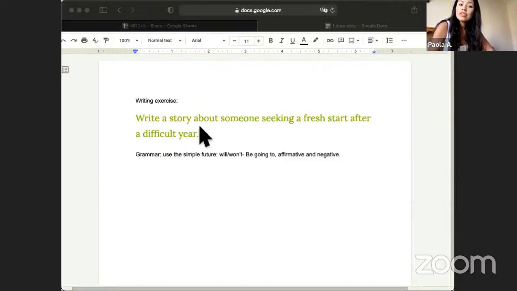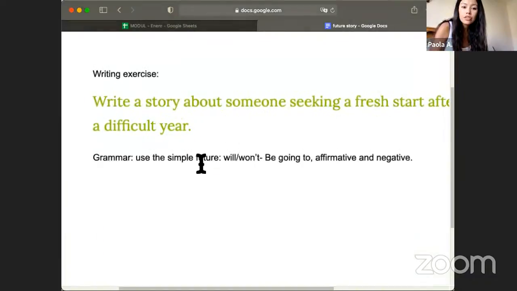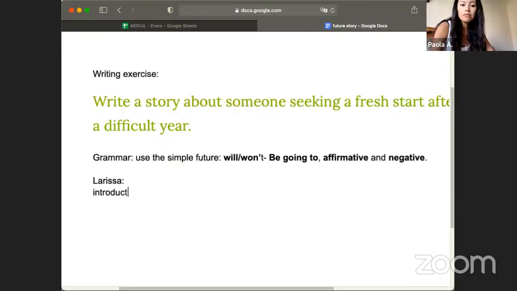So you're going to use this topic with the grammar content that we've been practicing, right? So you're going to use the simple future using will, won't, and be going to in affirmative and negative. All right, so that's going to be your story. You're going to write, like I mentioned, an introduction, a middle, and then a conclusion.